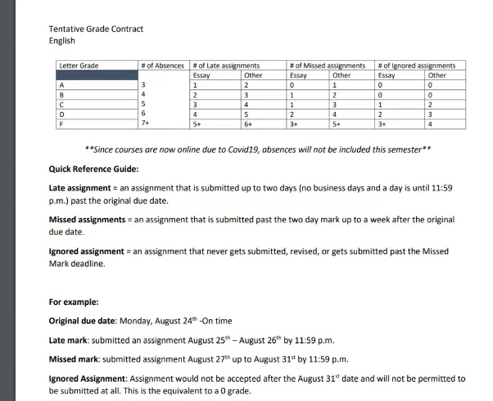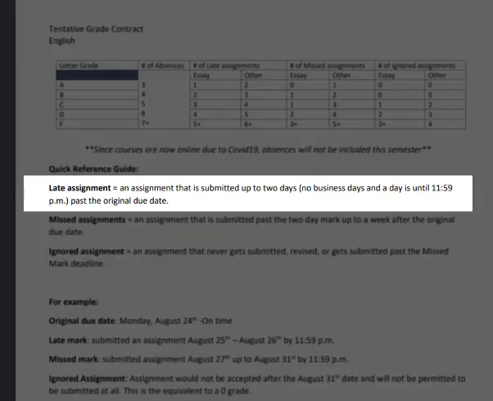Now, we do need a grade by the end of the semester, naturally, and of course we have to abide by the school's policy. So what we devised here is a way to address that. Going back to the late, missed, and ignored assignments, I have a breakdown and definition for each one. You'll notice that a late assignment is an assignment that is submitted up to 2 days past the original due date.